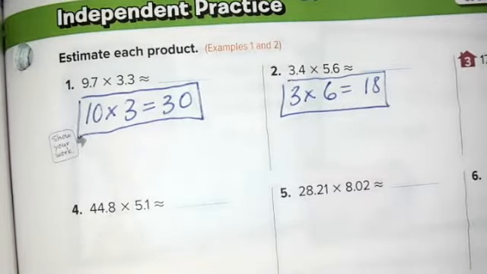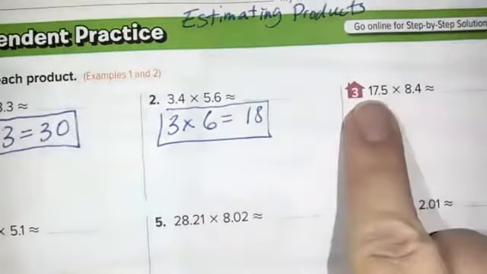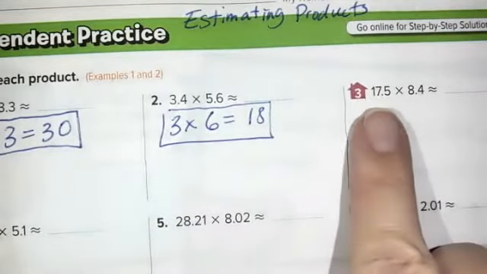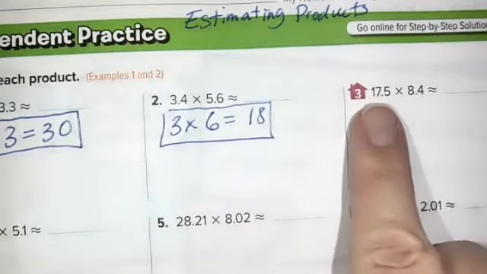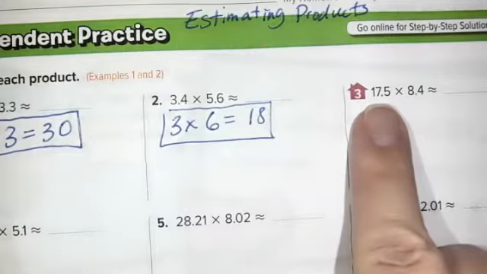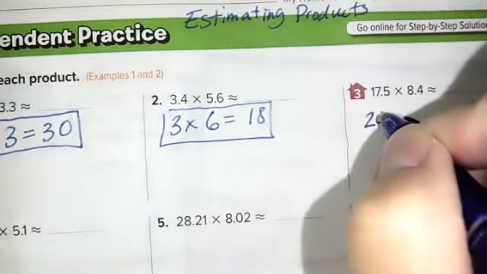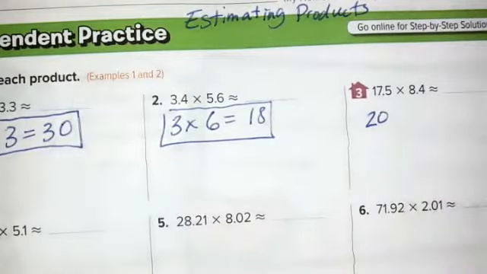Number 3, 17.5. This is a number in the tens place, so we have 2 digits to the left of the decimal. I'm going to go ahead and round that to the nearest 10. If you think of this like money, it would be $17.50. That's very close to $20. So I'm going to round that to 20.